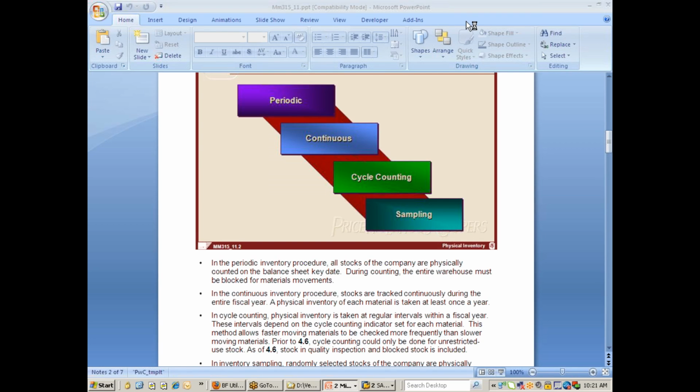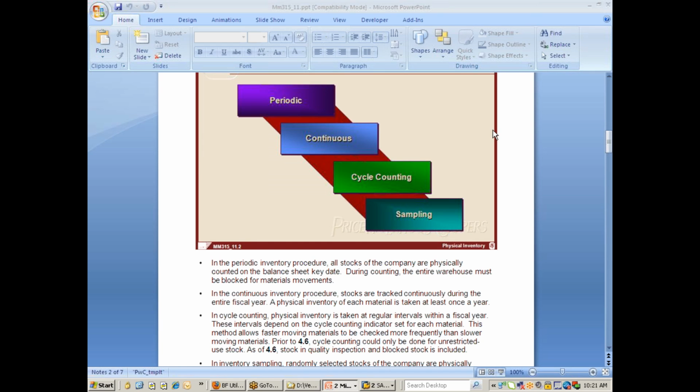You will be counting the materials at least once in a year, and depending upon the requirement you keep doing it. Such a process is called the continuous inventory process. The next one is cyclic counting.